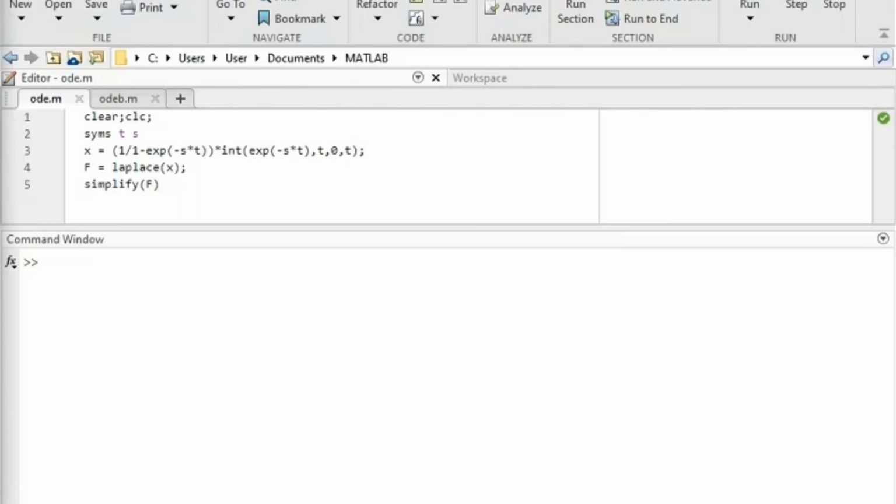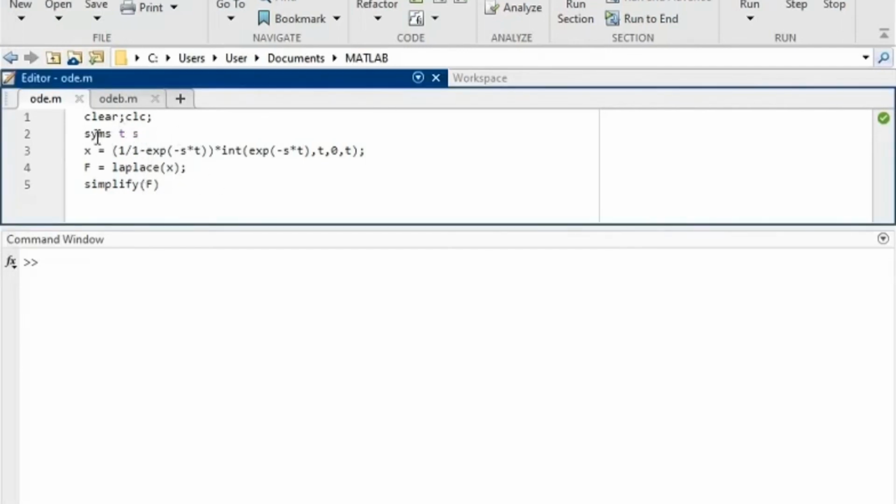Next, I will show the calculation from MATLAB for question 4A2. First, for the coding, we use syms y(t) s, and then x equals the equation. Next, the Laplace function applied to the equation x, and then simplify. Then we run, and we get the answer.